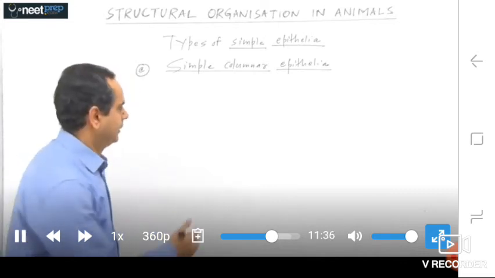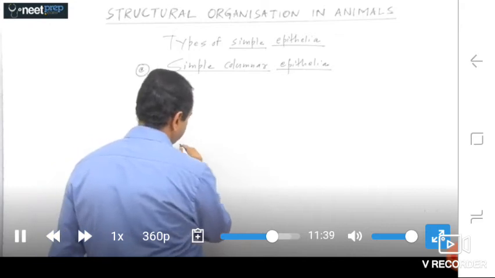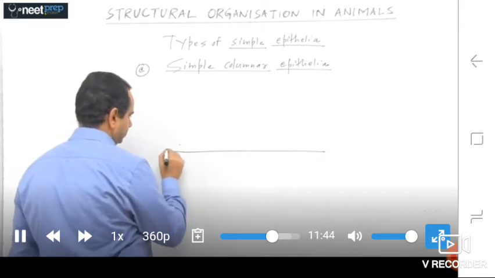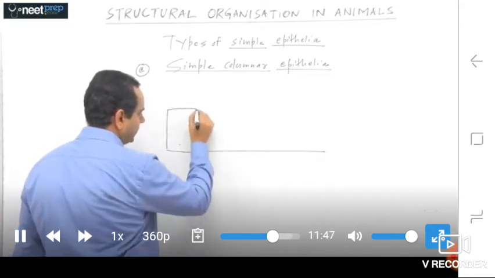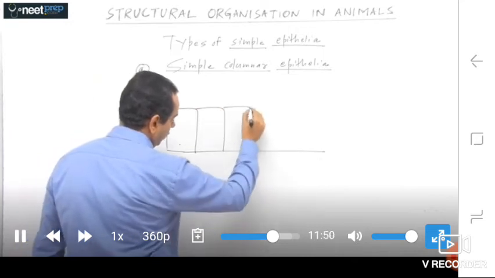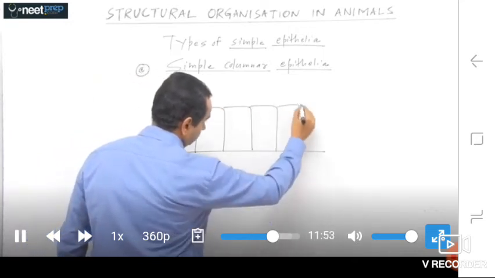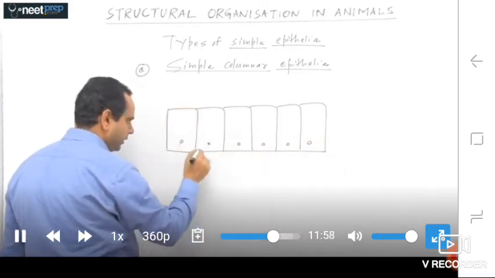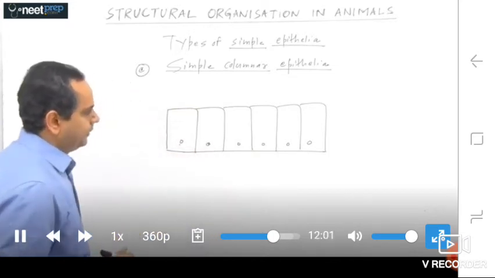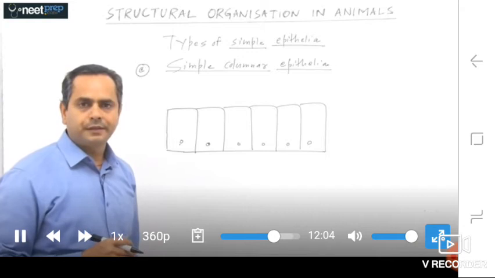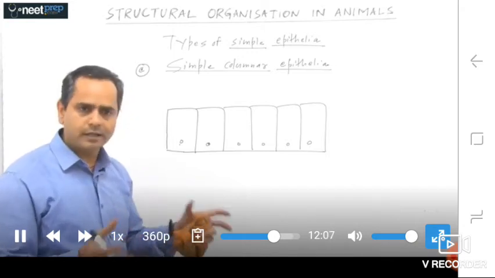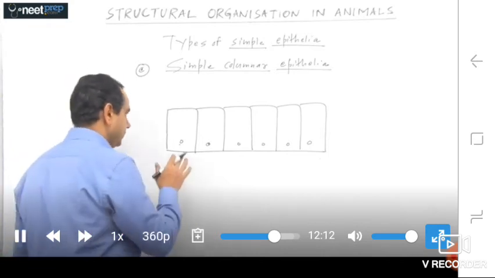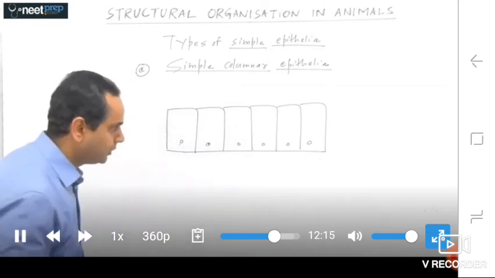And what is that? Suppose here are column-like cells. They have column-like cells like this, and nuclei are located near the basement membrane. Cells are relatively bigger in size, and they are rectangular in shape. They have rectangular shape, column-like cells, and this is the part of simple columnar epithelia.